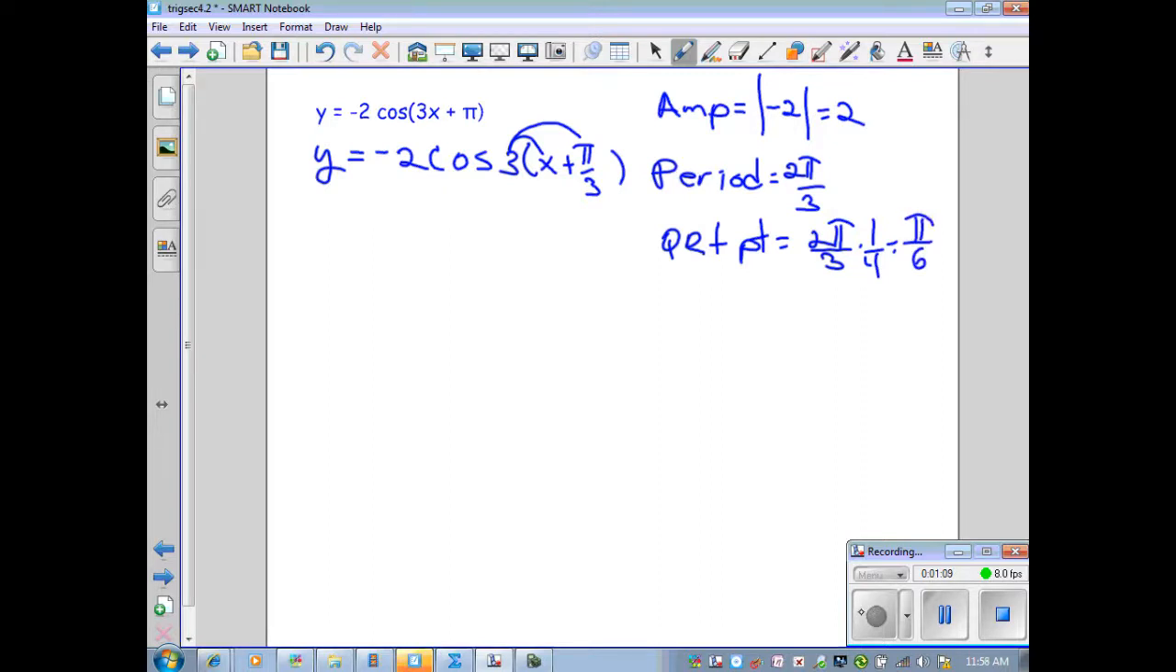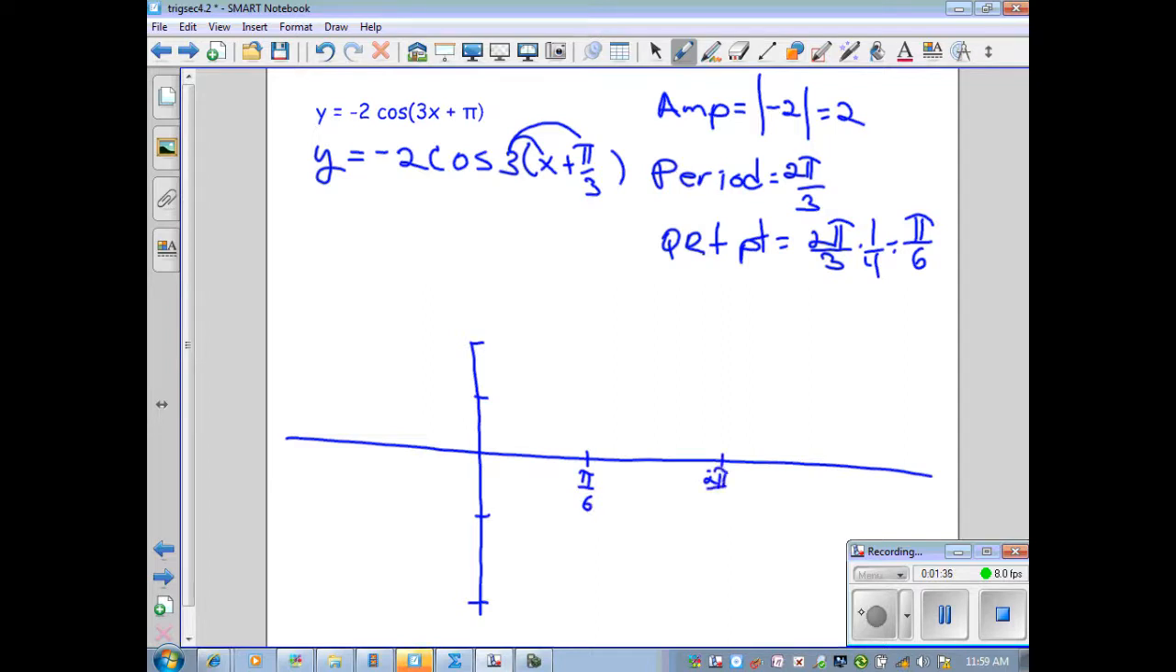Let's continue by graphing the function. Our y-axis and our x-axis. Our amplitude is going to be 2. And I'm going to count our quarter points by 1/6, or pi over 6. So pi over 6, 2 pi over 6, which is pi over 3, 3 pi over 6, or pi over 2, and the last one, 4 pi over 6, which is my period, because that would be 2 pi over 3.